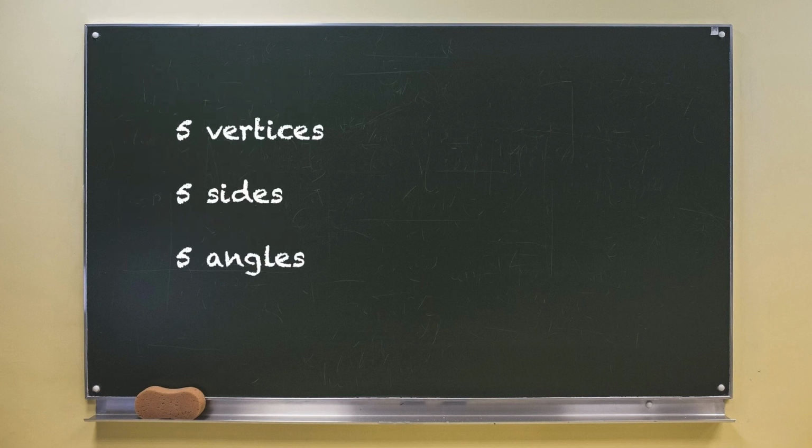Let's try to draw a pentagon together. Remember, it has 5 sides. Not only does it have 5 sides, it also has 5 vertices and 5 angles. Here we go. 1, 2, 3, 4, 5. 5 sides. Now the vertices.